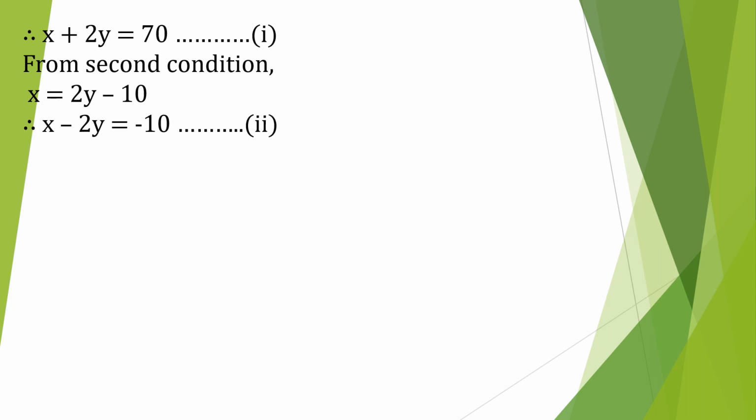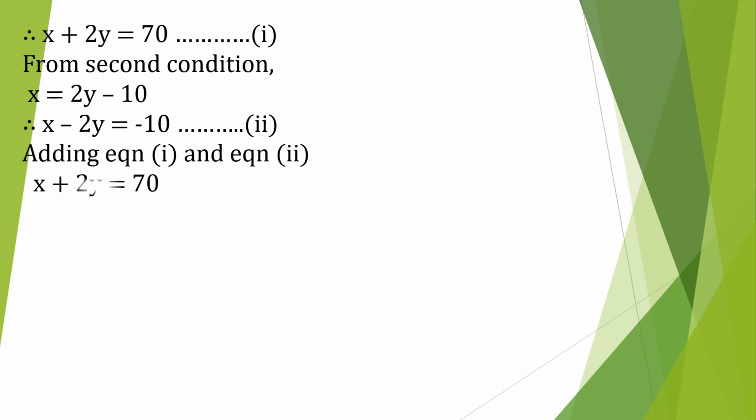Now students, you can solve both these equations as we have done in exercise 5.1, solving simultaneous equations. Similarly, we will solve both equations and find the value of the variables. Now you can see that x plus 2y equal to 70 and x minus 2y is equal to minus 10. Plus 2y and minus 2y have the same coefficient and opposite sign, so we'll add both the equations. Adding equation 1 and 2, you write x plus 2y equal to 70. Below that you write x minus 2y equal to minus 10.